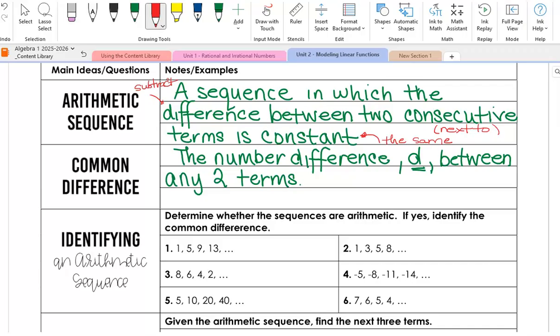Okay, so I've given you what a lot of these words mean. So it is a sequence, as you can see down here, it is a sequence of numbers in which you subtract two numbers that are next to each other, and we need to do it to see if they're the same every time we do it, okay? You'll see in just a minute. The common difference, this is D. We call it D. It's the number difference or the numerical difference, okay? That means when you subtract, you get a number between any two terms, okay? So let's see how that works.